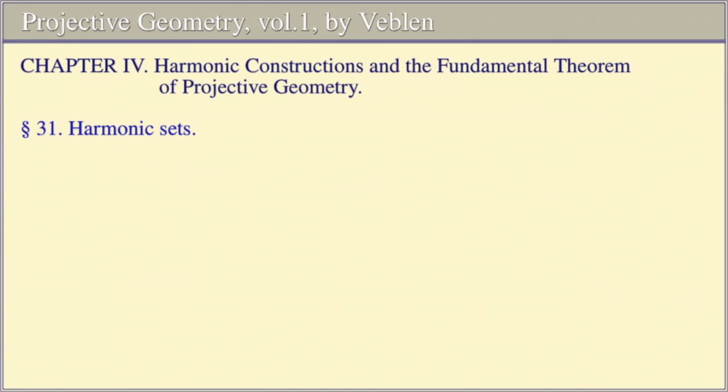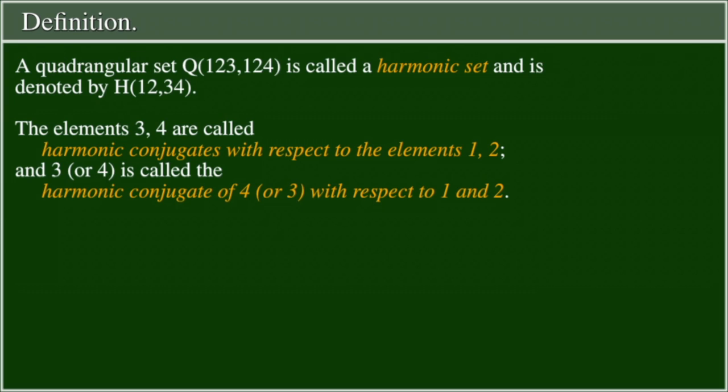Section 31, Harmonic Sets. Definition: a quadrangular set Q(1, 2, 3, 1, 2, 4) is called a harmonic set and is denoted by H(1, 2; 3, 4). The elements 3 and 4 are called harmonic conjugates with respect to the elements 1 and 2, and 3 or 4 is called the harmonic conjugate of 4 or 3 with respect to 1 and 2.